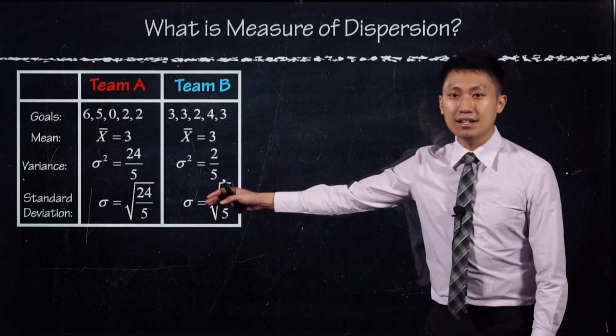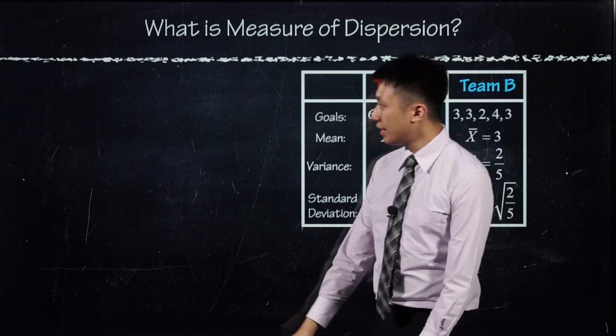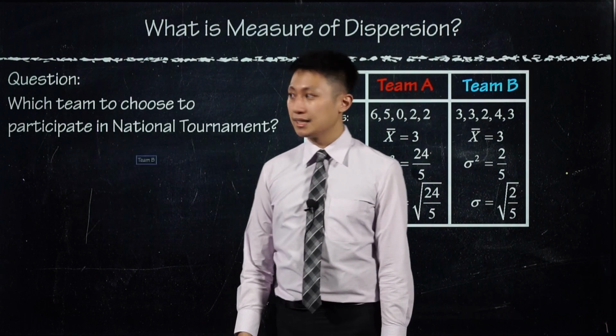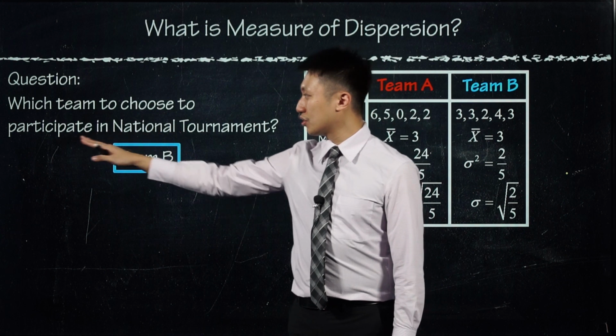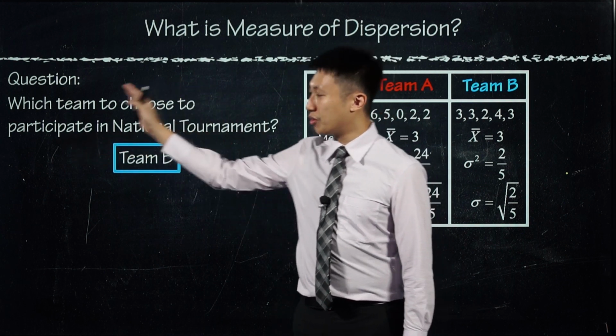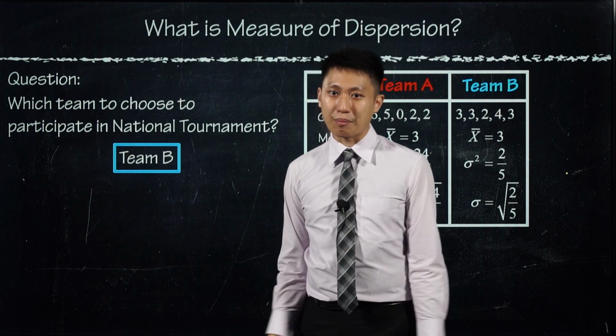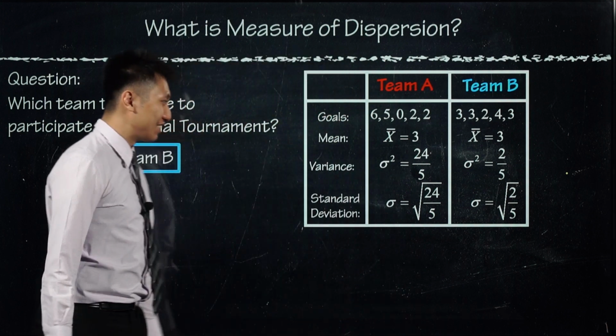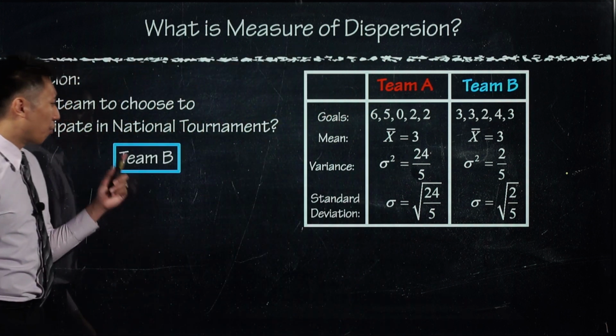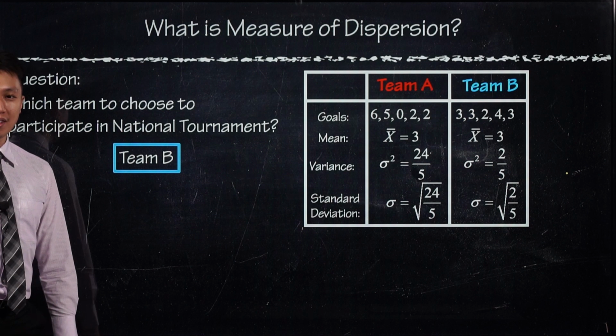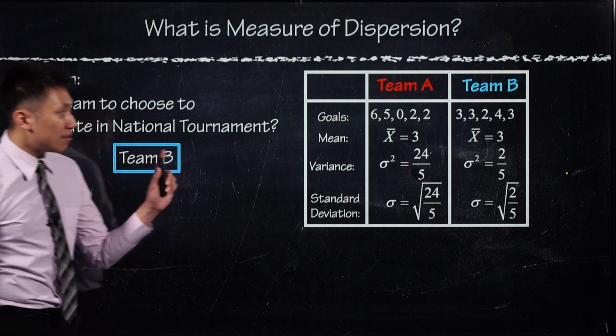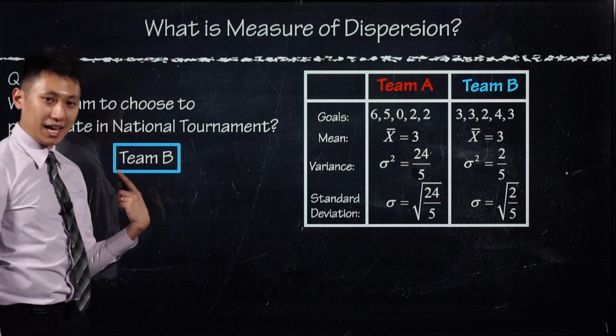We have this data. I put it on one side. Now the question is, which team to choose to participate in the national tournament? The answer pops up. So why is it team B? Can you tell me? Why is it team B instead of team A?